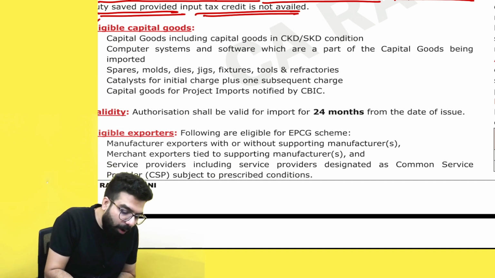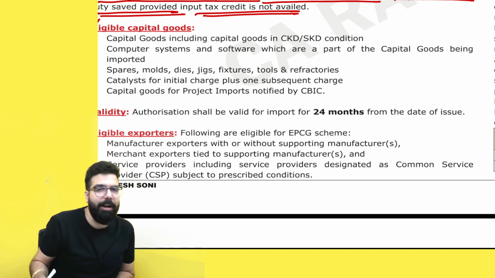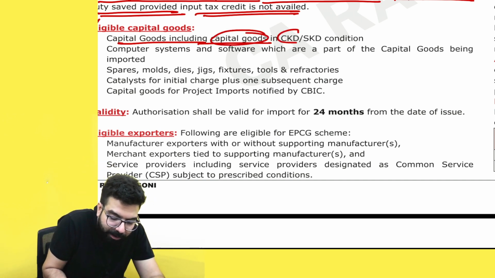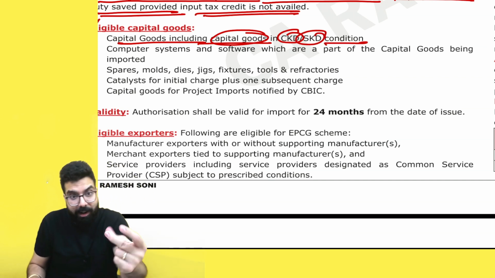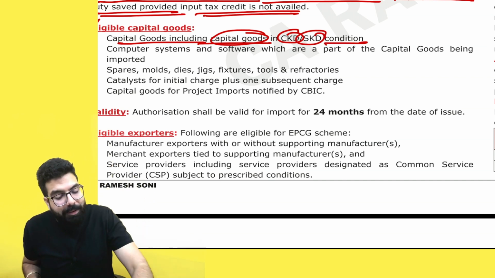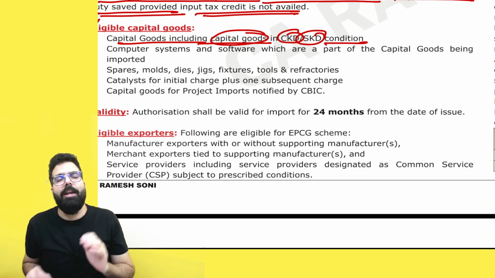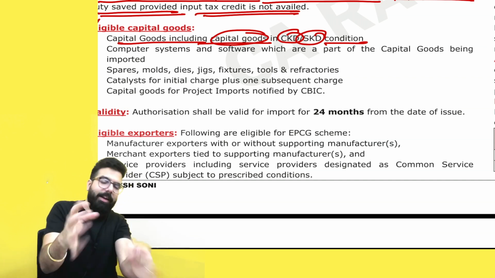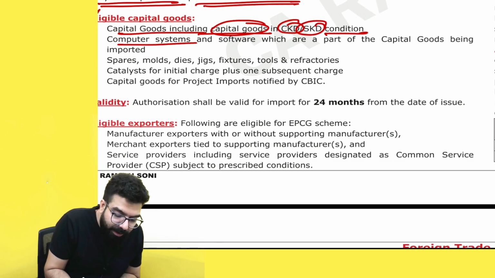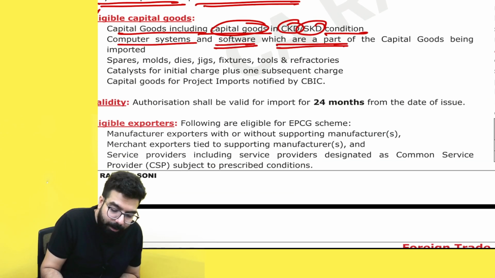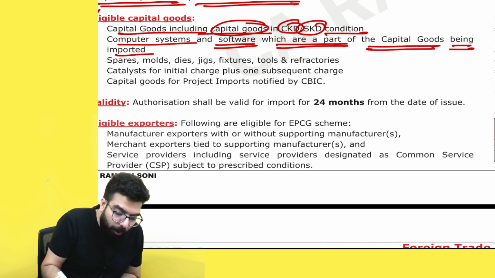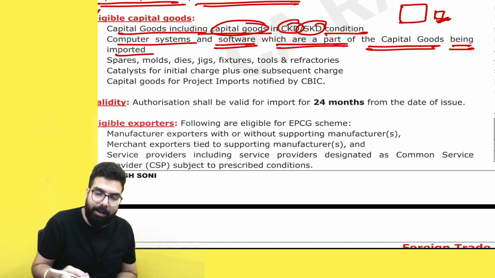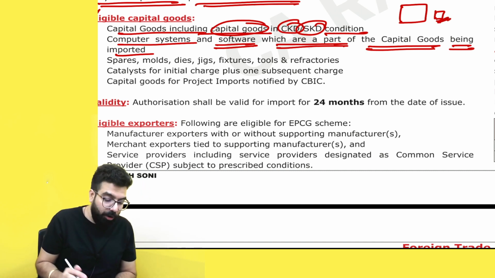Then they are telling, sir, what are the eligible capital goods? What are the capital goods I can import under the EPCG authorization? Capital goods including capital goods in complete knockdown, semi knockdown condition. Exam question. Under EPCG scheme, can you import capital goods in CKD, complete knockdown condition, semi knockdown condition? Yes. Next. Computer system and software which are a part of the capital goods being imported. Might be I have imported one machine. With this machine I need one computer also to operate the machine. Can I import? Yes, under the EPCG scheme you can import that also.